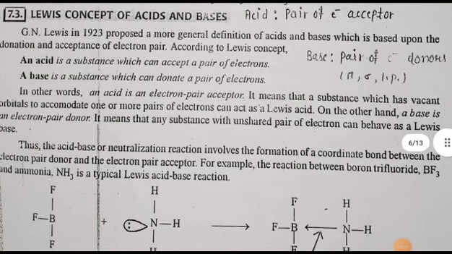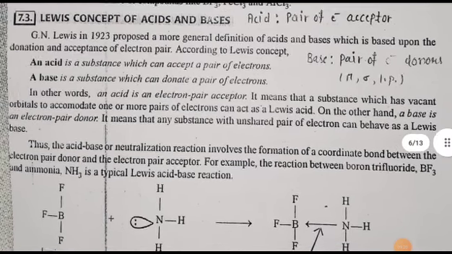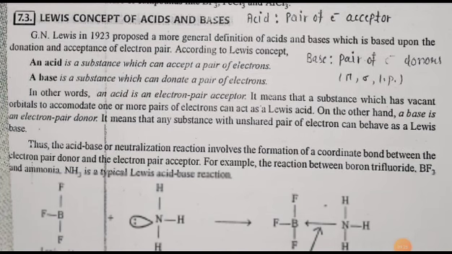G. N. Lewis in 1923 proposed a more general definition of acids and bases, which is based upon the donation or acceptance of an electron pair. According to the Lewis concept, an acid is a substance which can accept a pair of electrons. A base is a substance which can donate a pair of electrons. In other words, an acid is an electron pair acceptor.